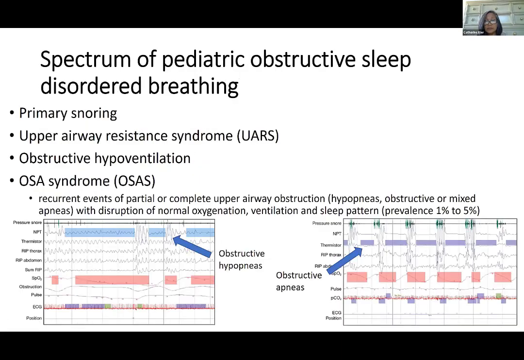Last but not the least would be your OSA syndrome, where you have recurrent events of partial or complete upper airway obstruction. So you can see here, there would be reduction of your airflow by at least 50%. So that's your obstructive hypopnea. And here are really your overt upper airway obstruction. And you can see that it is associated with desaturations and rise in your CO2.